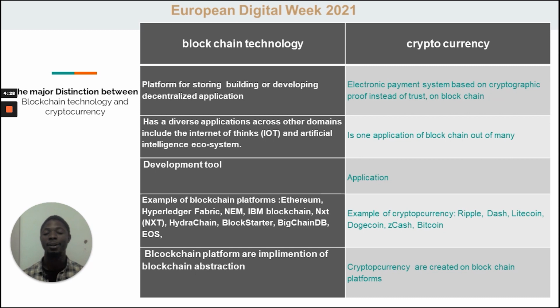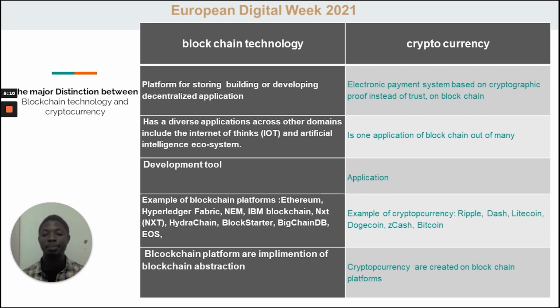Whereas blockchain technology, on the other side, has diverse applications across other domains, including the Internet of Things, which can be all those things that we connect to centralized or decentralized applications. An artificial intelligence ecosystem is also related, with neural networking and deep learning. Cryptocurrency is one of the applications of blockchain technology out of the tons of applications of blockchain technology.